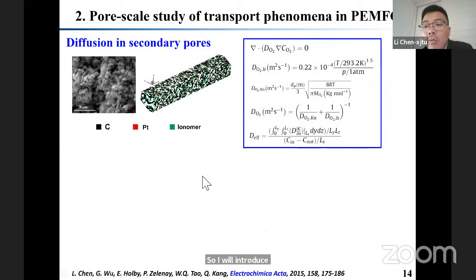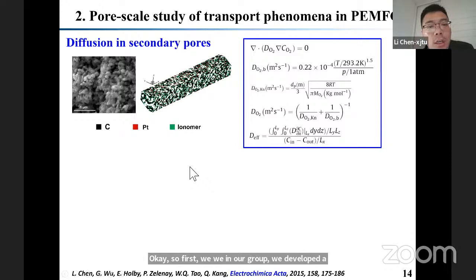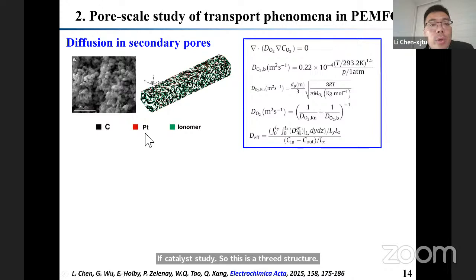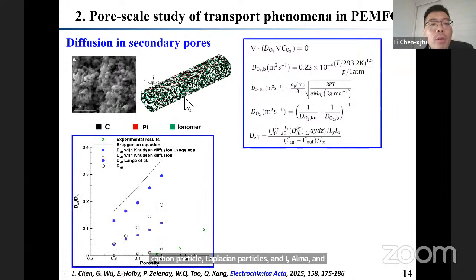First, in our group, we developed an in-house structural reconstruction method to generate 3D realistic structures of the catalyst layer. This is a 3D nanoscale structure we generated, including the carbon particles, the platinum particles, ionomer, and also pores. Then we simulate the oxygen diffusion and the proton conduction in such complicated 3D structures. Based on the pore-scale or nanoscale concentration or potential field we obtained, we can predict the effective transport properties such as effective diffusivity or effective conductivity of the structures. Then we compare our results with the experimental results, and you can find that the agreement is very good.